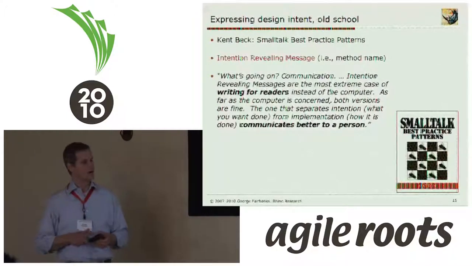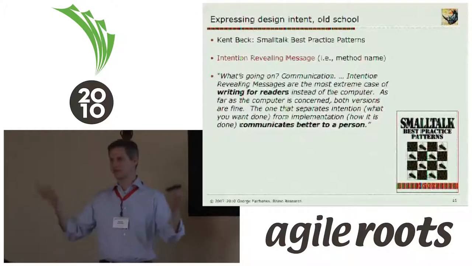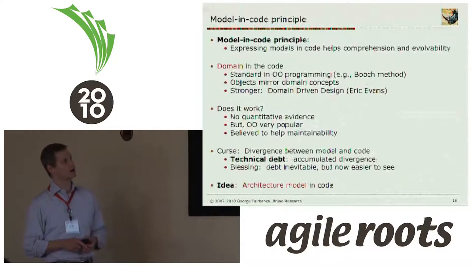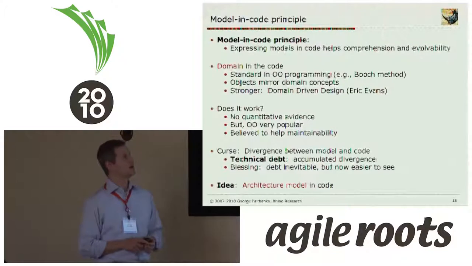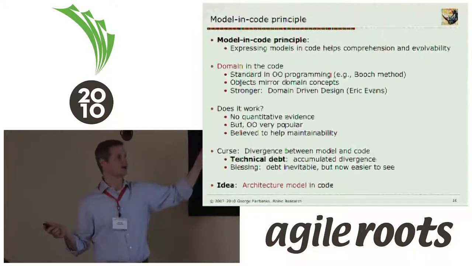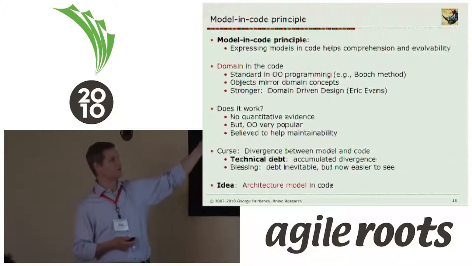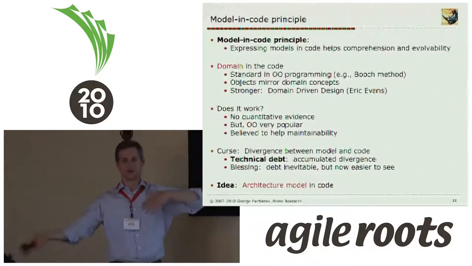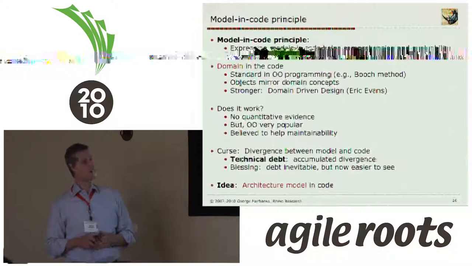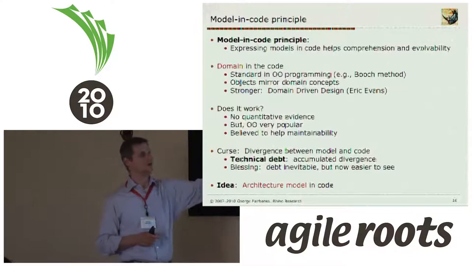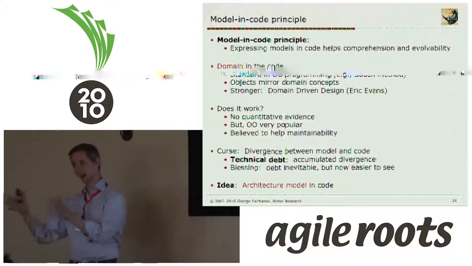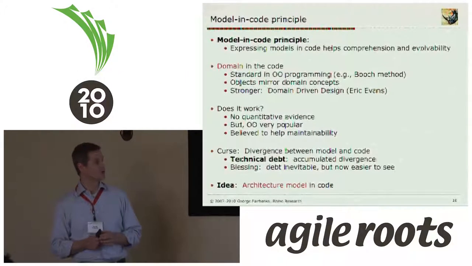So, I've generalized this into something I call the model in code principle. Expressing models in code helps comprehension and evolvability. And so far we've seen the domain in the code. There's the standard OO programming style, which is coming from Booch and from many other people, where your classes mirror the things in the domain. There's a stronger version that Eric Evans advocates, domain-driven design, where there's actually a chunk of your code that operates in a way that's analogous to how your domain works.